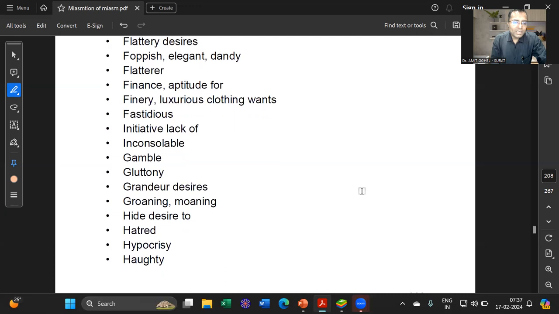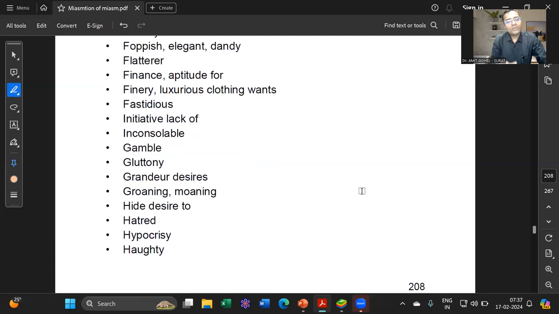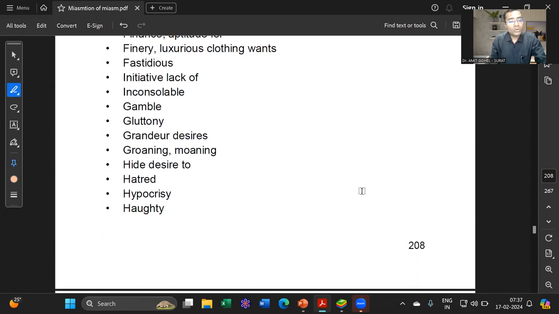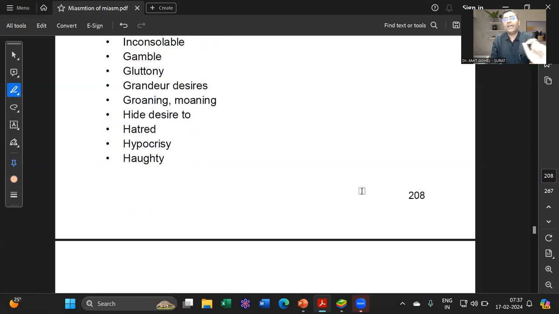Initiative, lack of. Inconsolable can be a syphilitic one also. Gamble, so to gamble to get more money, the gluttony, that is more desire, the grandeur desire, groaning and moaning, the psychosis, high desire to, again, hatred is a psychosis and syphilitic also. So this is what you have to keep in mind, that some of the rubrics that are in psychosis are also in syphilitic.